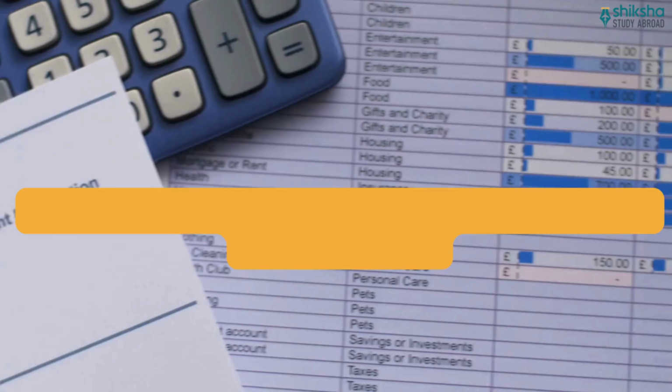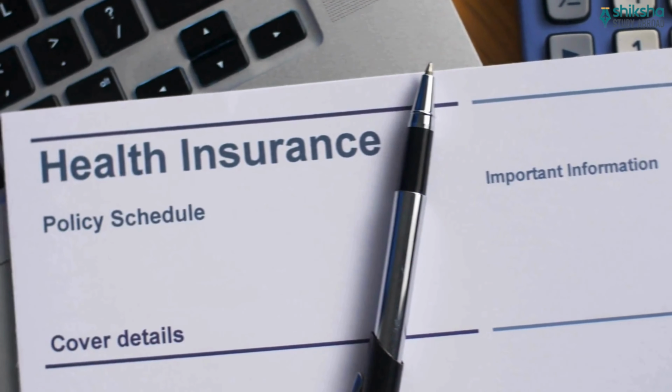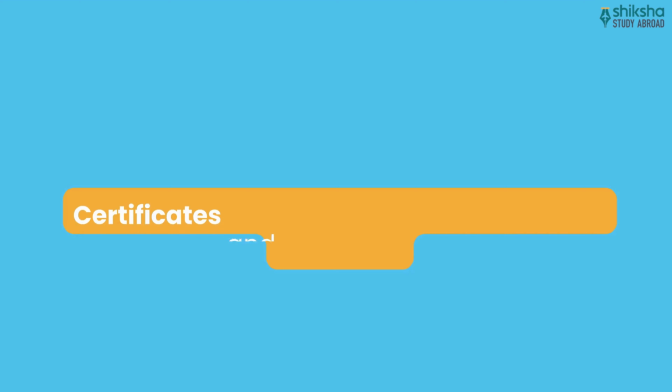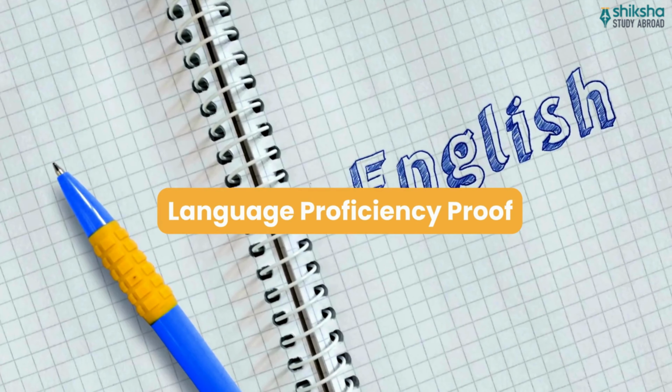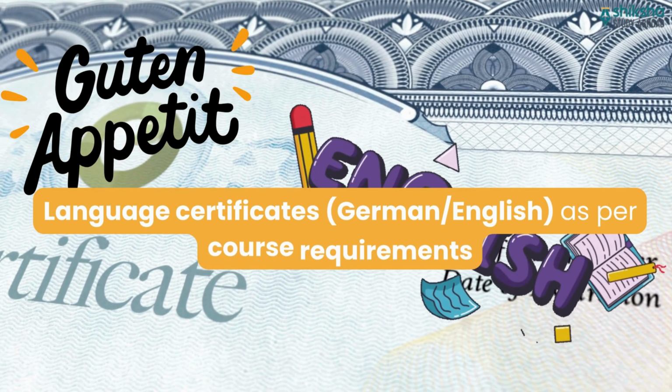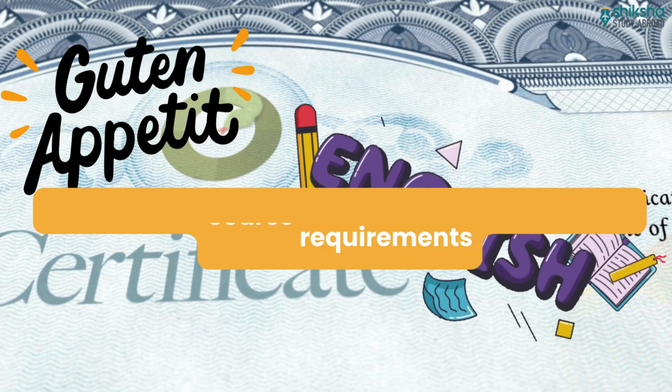living expenses. Health insurance. Valid medical coverage for you to stay in Germany. Academic records. Certificates and transcripts from your previous education. Language proficiency proof. Certificates demonstrating your German or English language skills, depending on your course requirements.